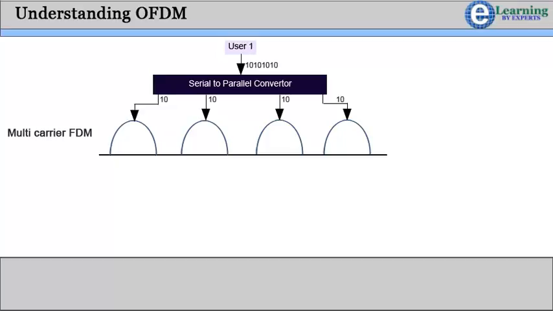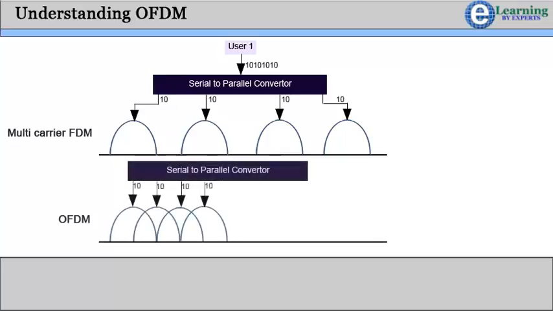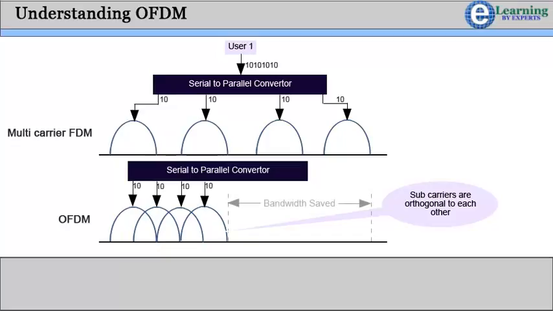OFDM adds the orthogonal feature to the multi-carrier FDM. Orthogonality means not causing interference with each other. In OFDM, the subcarriers are defined to be orthogonal. This allows subcarriers to overlap and save bandwidth. Therefore, OFDM achieves both higher data rate and better spectrum efficiency.